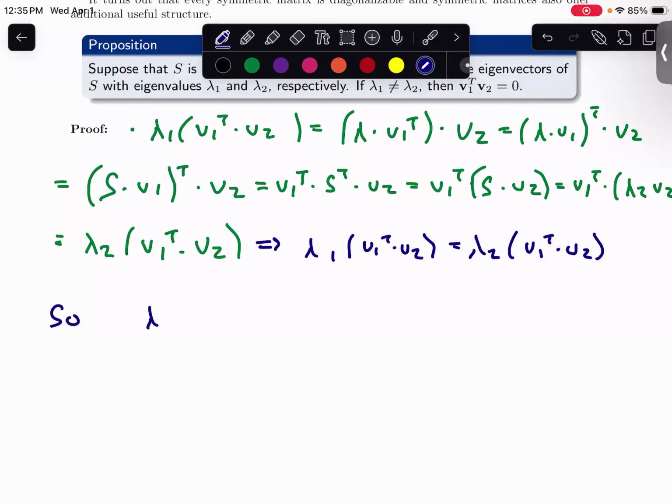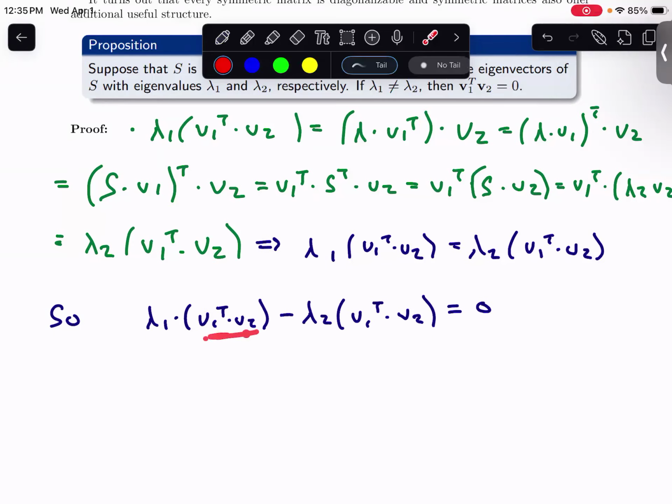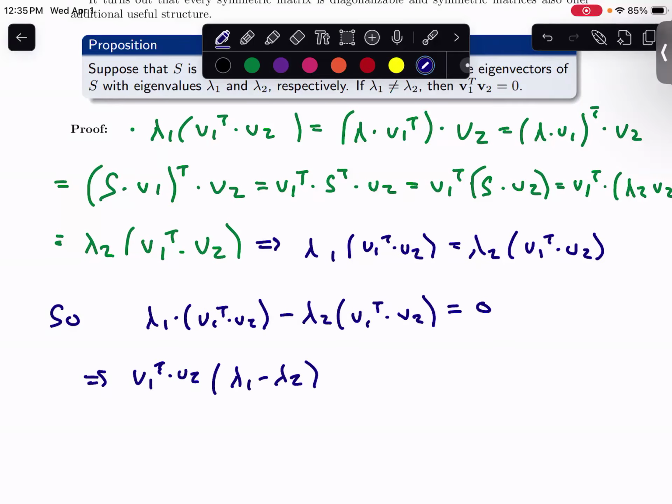So we can say lambda 1 times V1 transpose times V2 minus lambda 2 times V1 transpose times V2 is equal to 0. This is just a number, right? It's a dot product between two vectors, so you can factor it out. If you factor this out, you get V1 transpose times V2, multiplied by lambda 1 minus lambda 2. This is still equal to 0.